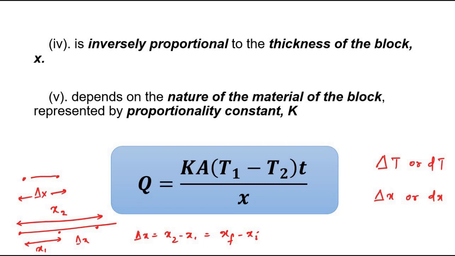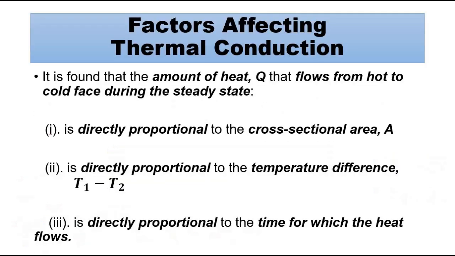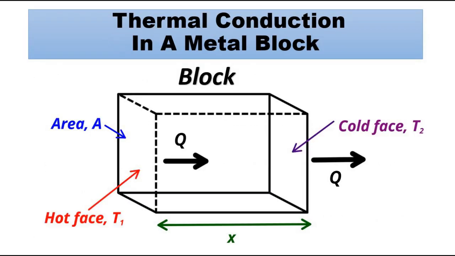So these are the factors which affect thermal conduction. Heat flow is directly proportional to the cross-sectional area, so the more the area, the more the magnitude of heat flow. It is directly proportional to the temperature difference, so the more the temperature difference, the more the heat flow. And the more the time duration for which heat flow takes place, the more the magnitude of heat flow.